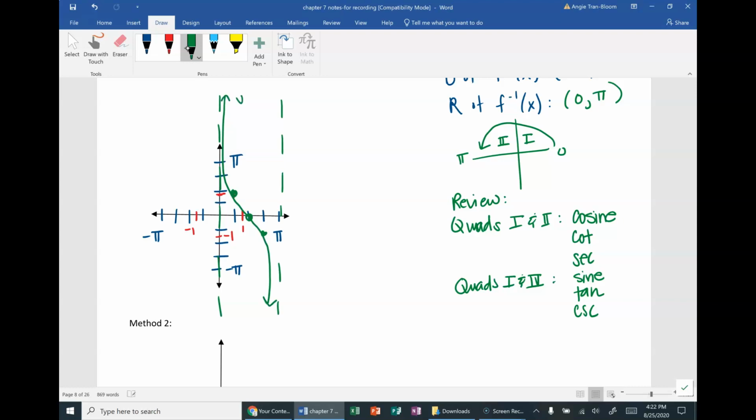I'm going to label y equals cotangent of x. Then I'm going to pick a different pen. And next, I'm going to do my asymptotes. How about this one? Asymptote at pi, asymptote at 0. Then switching the point, the original had pi over 4 comma 1.